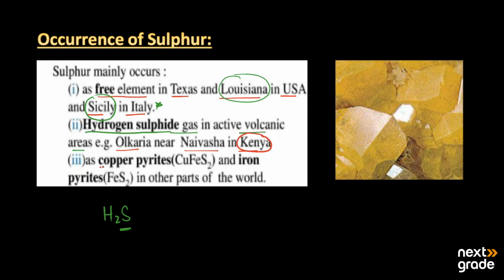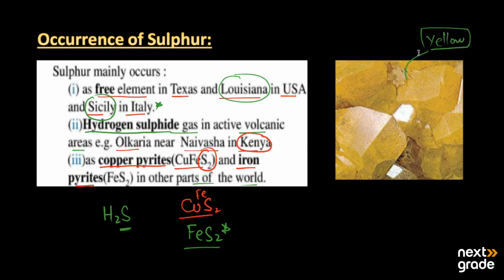On the other hand, it is also present in copper pyrites, whose formula is CuFeS2, which is cuprous iron sulfide. It contains sulfur, and there is also iron pyrite, whose formula is FeS2, in which sulfur is present in more concentration as compared to the iron, and it is also present in other parts of the world. Basically, the color of sulfur is yellow, but when we start to melt it, it changes into a brown mass with the passage of time.